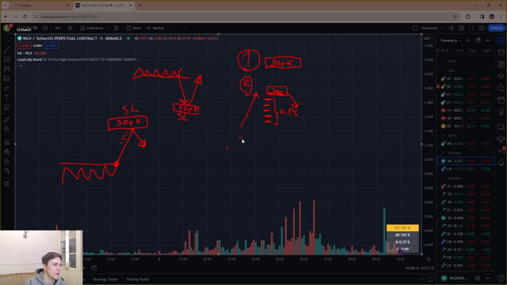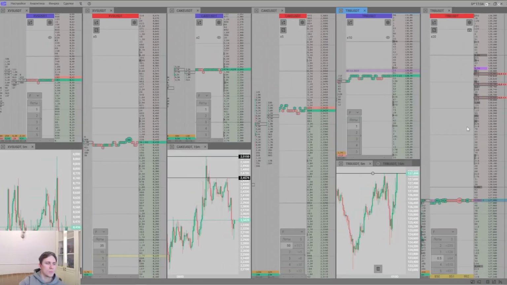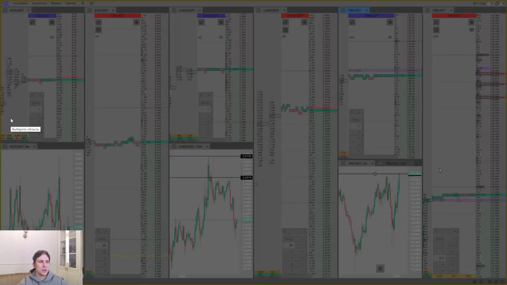And finally, the last rule: when you are executed, when the pullback is in process, we fix the position partially, starting from 0.8% of profit, placing the stop loss at break even, in the green zone. There is a good example, as you see.